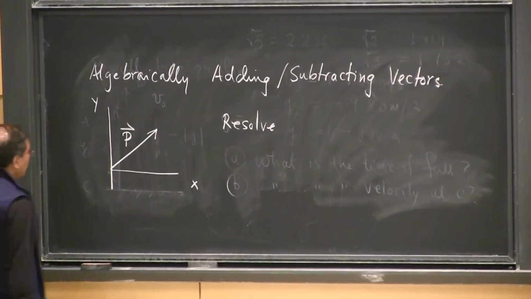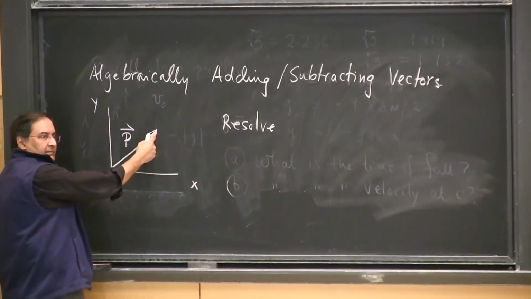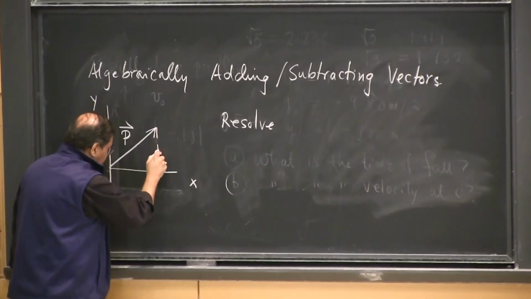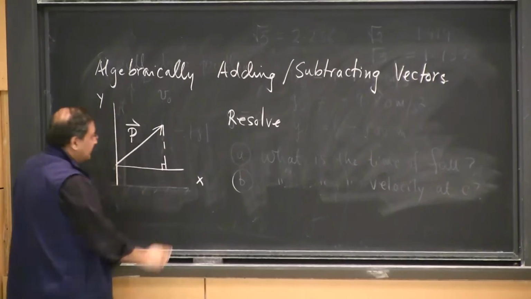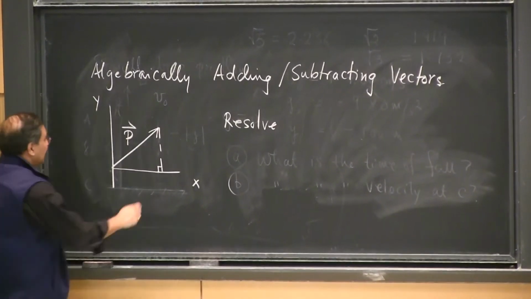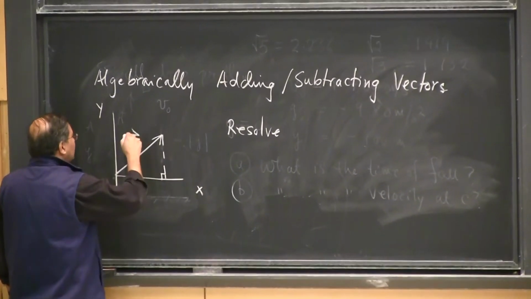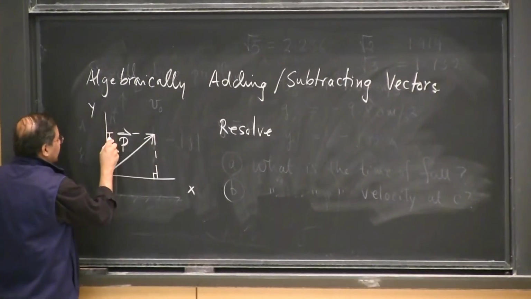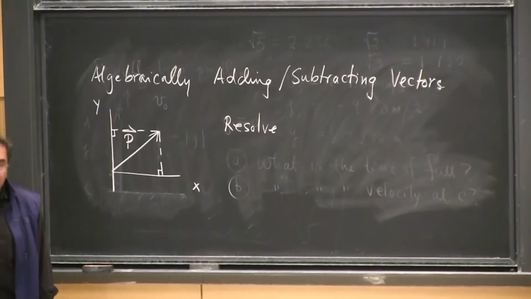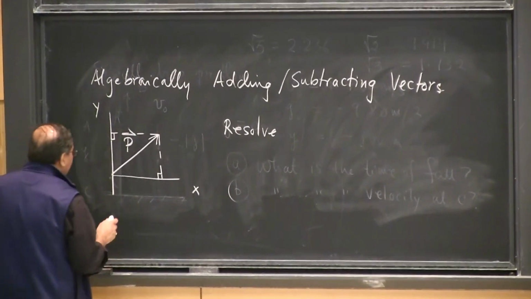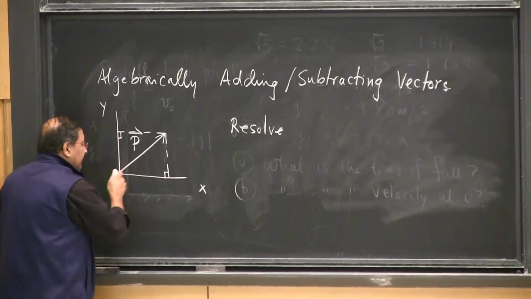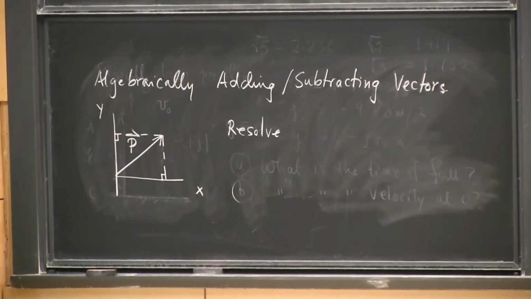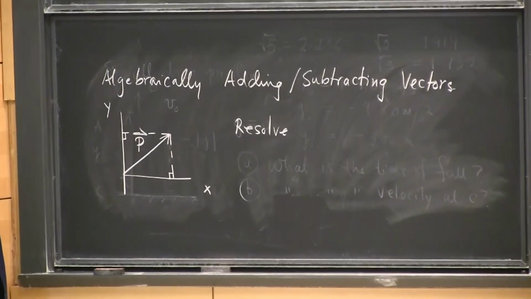Now what I do is I go to the tip of P, to the edge of P, and I drop a perpendicular here. So this is a 90 degree angle. And then I do the very same thing, and I drop a perpendicular on the y-axis. So that is a 90 degree angle. So it turns out that in doing this, by dropping these two perpendiculars, I've actually resolved P. How?